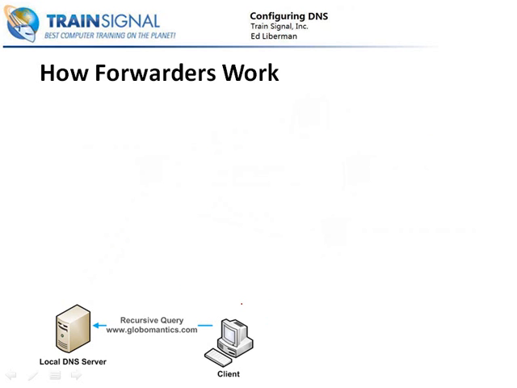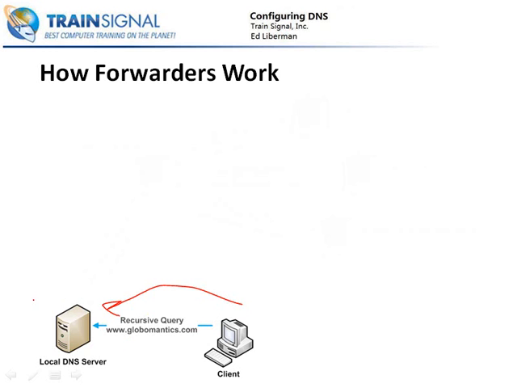Client makes a request or a recursive query of its local DNS server. Now, the local DNS server doesn't know the answer to www.globalmantics.com, but it has been configured with the IP address of another DNS server. Unlike all those iterative queries we saw a moment ago on the internet, where we just send back and say, no, go ask this other guy, if this was an iterative query, then the local DNS server would respond back with, go ask that other guy. But it's a recursive query.